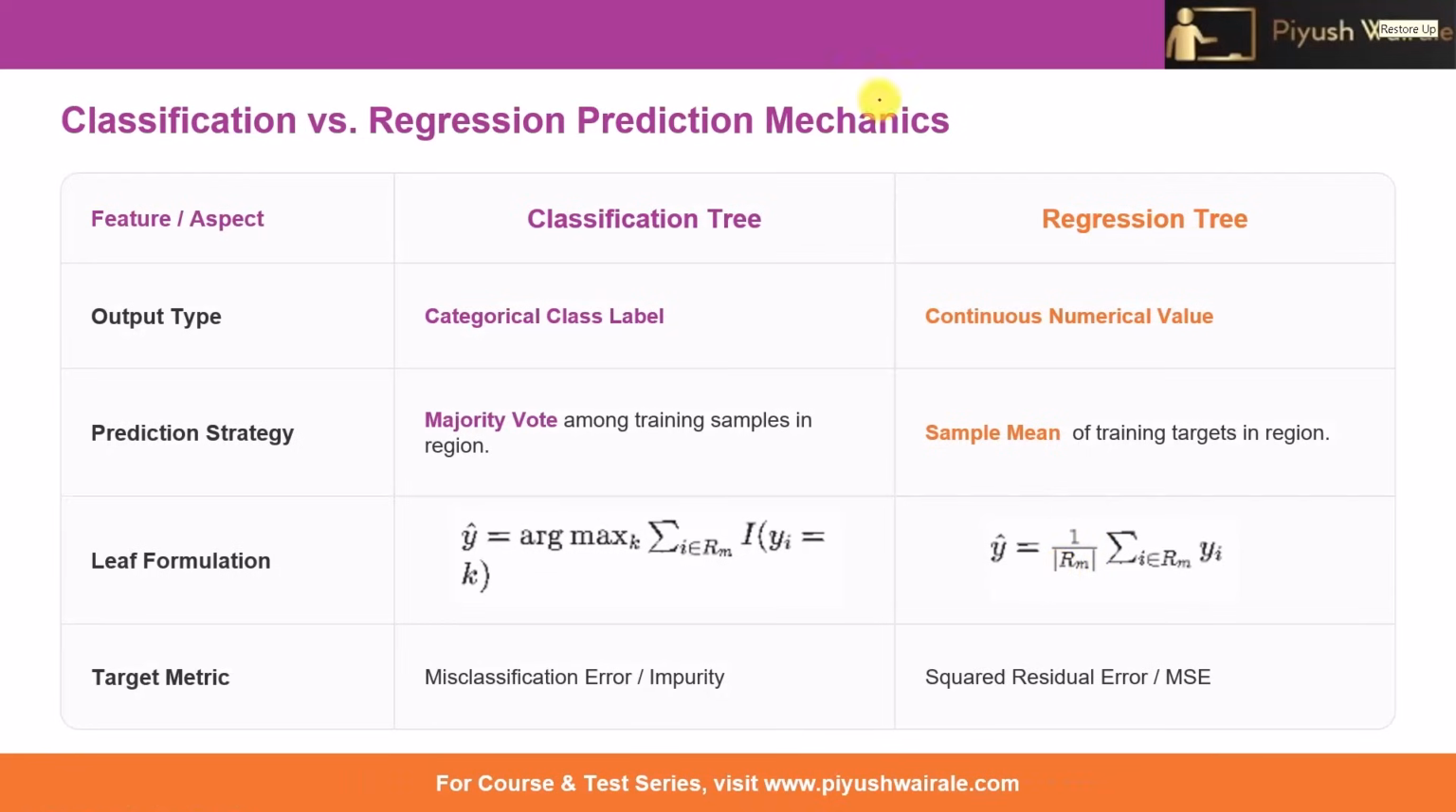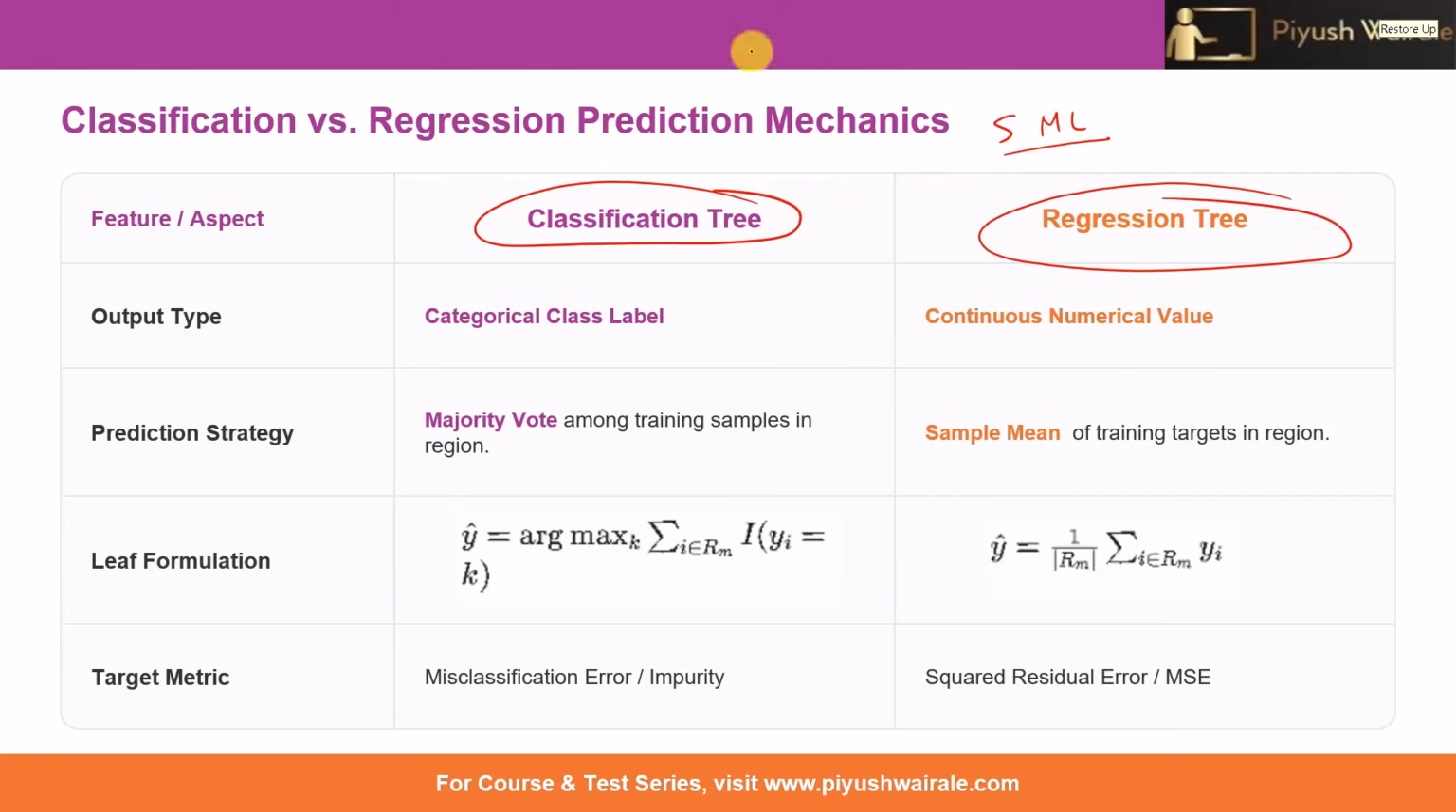Then, in supervised machine learning, we had two tasks: classification and regression, and we can use a decision tree for both of them. So let's see how. Here the output type will be a categorical class label, obviously, and it will be a continuous numerical value in the case of regression. Then what will be the prediction strategy?